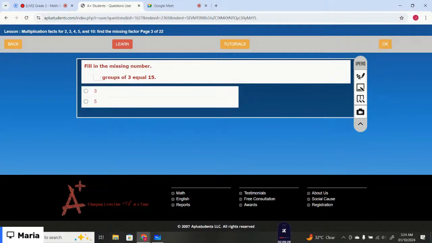Fill in the missing number. How many groups of 3 equals 15? 3 times what number is 15? Which is the correct option?